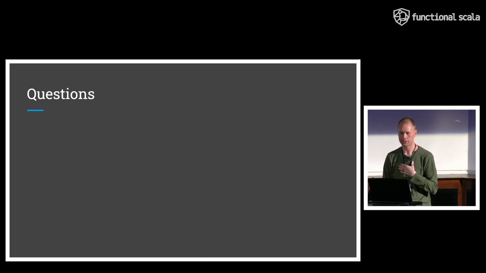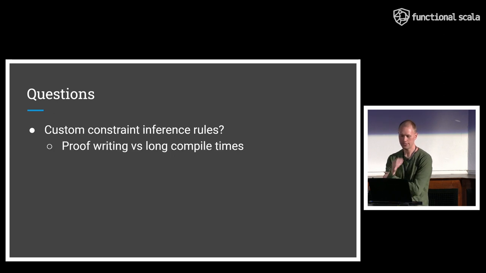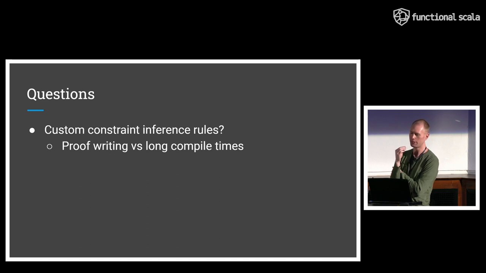Questions that I've had. These are my questions, not your questions. So what about custom constraint inference rules? I see it kind of like a rabbit hole to proof writing and long compile times. What we like is an interface where they can either trust a constraint, check it at runtime, or try to prove at compile time. And when I say prove at compile time, we basically just mean check at compile time. We don't want them to have to create all these rewriting rules. That's kind of towards dependently typed languages, which I'm unconvinced is the right way to program at the moment.